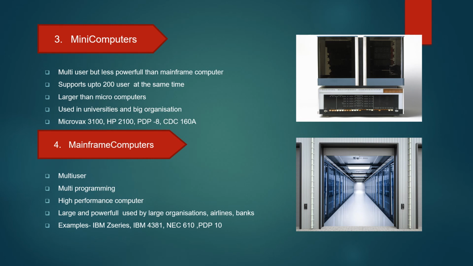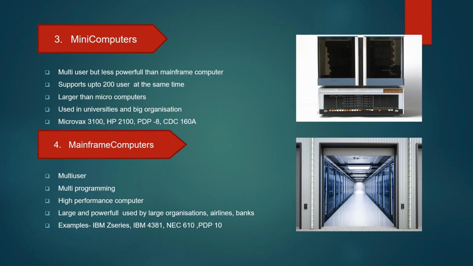So third type of computer is mini computer. Mini computer is basically a multi-user computer but less powerful than a mainframe computer. It supports up to 200 users at the same time. It means it's a multi-user computer. It's larger than a microcomputer but smaller than a mainframe computer. Used in universities and big organizations. Examples of mini computers are Microvex 3100, HP 2100, PDP-8, CDC 160A.